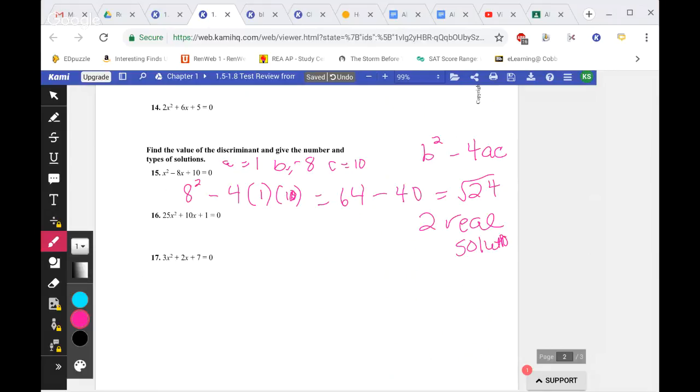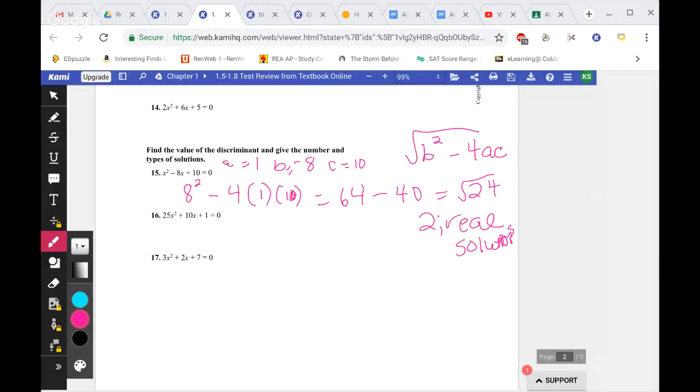Okay, so I have a question. For the square root of 24, do you need to take out a thing in front of the radical sign? No, not for this. That's a really good question, but no, not for this. Just to get it to here, to know that it's two real solutions, is absolutely fine. You don't have to go beyond that.